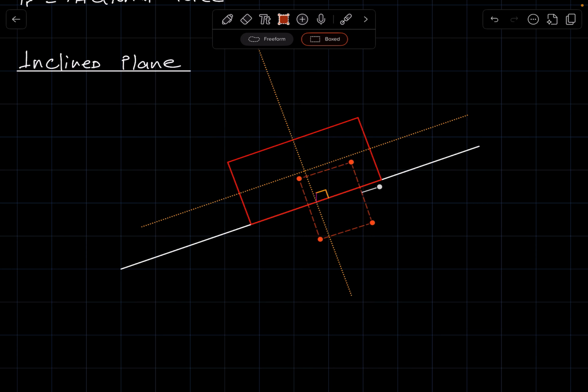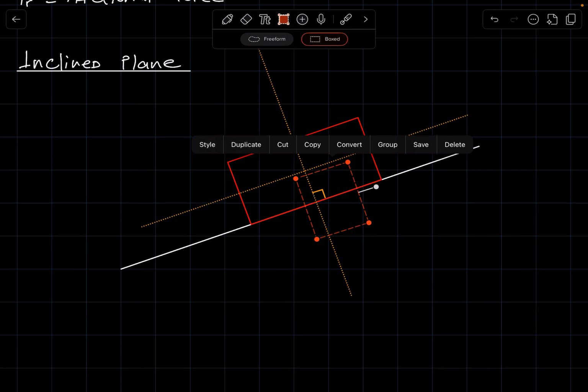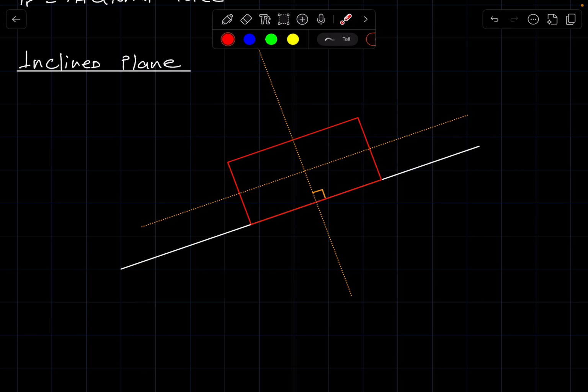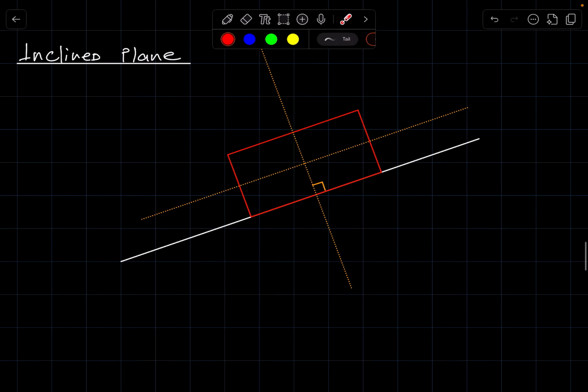is perpendicular. There we go. Right, so as you saw there, as we move the plane from horizontal to inclined plane, the Cartesian plane tends to move with the plane as well, such that the horizontal axis is parallel with the inclined plane, and the vertical axis is perpendicular to the plane.